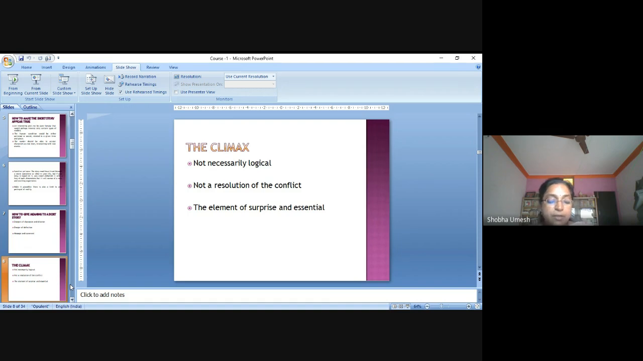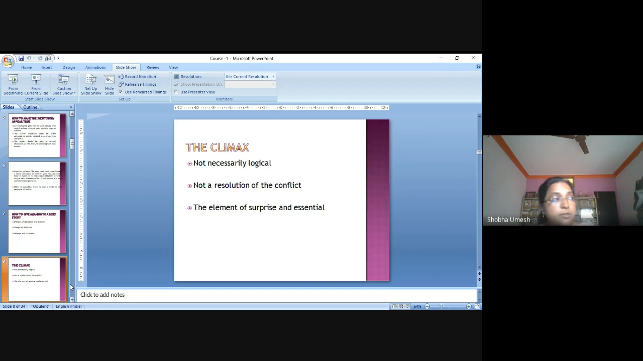The anti-climax is not a negation of climax in an artistic sense, we can say. But the climax should not be too logical, where the reader will not understand what is going to happen at the end of the story. What happened to the protagonist? In what way did he overcome that particular situation, or how did it wind up? So it should not be too logical.